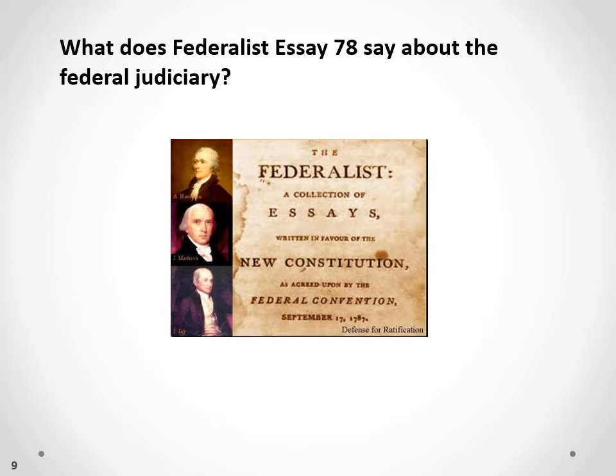So Hamilton says the judiciary is passive because, again, they can only react to whatever cases are brought in front of them. They don't make the rules. That's the job of the legislature. And they can't even enforce their own judgments. They have to rely on the police, the executive branch, to enforce their judgments. So Hamilton says the judiciary is by far the weakest of the three departments of power.